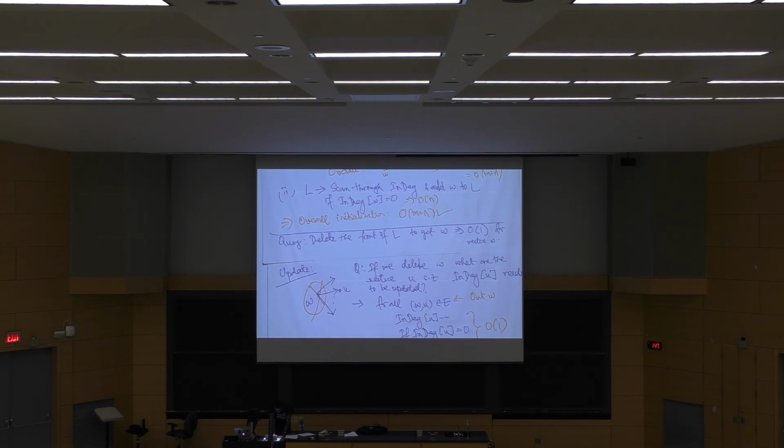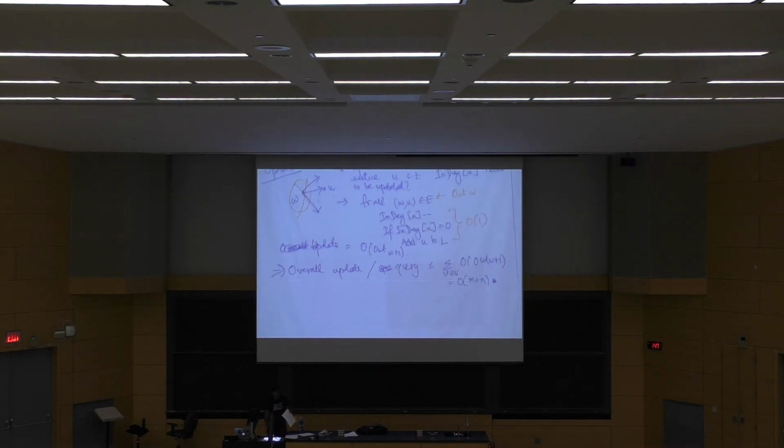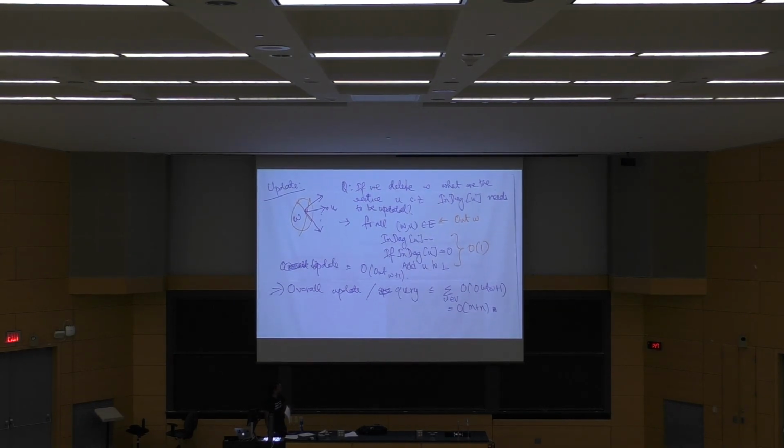So update time is this, so that implies overall update or query is you sum over all vertices of order out degree plus 1, and again you have that plus 1 because, for example, you have it plus 1 over here, but you could also have plus 1 over here just in case, for example, there are no outgoing edges. And so this will be order m plus n. And that's it.